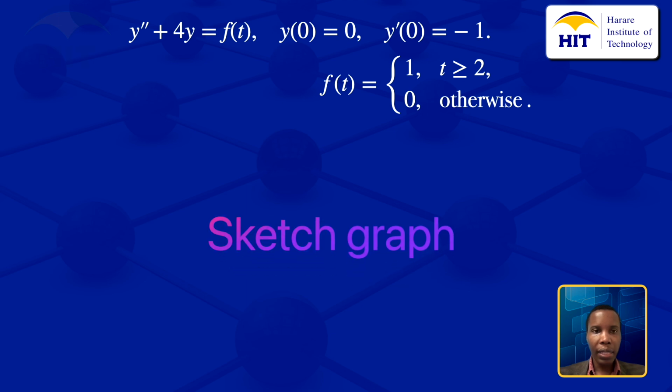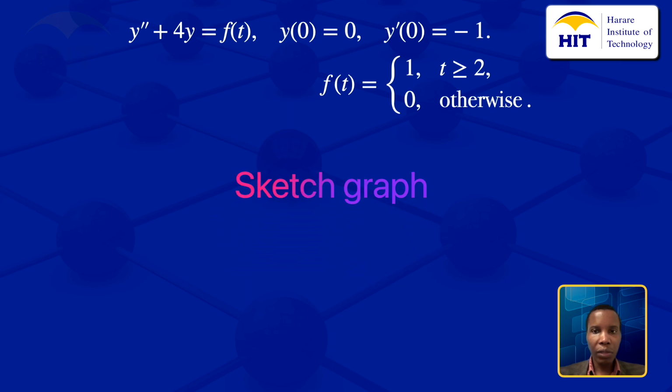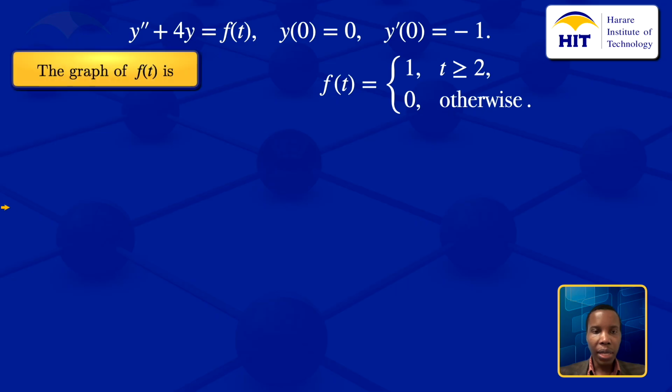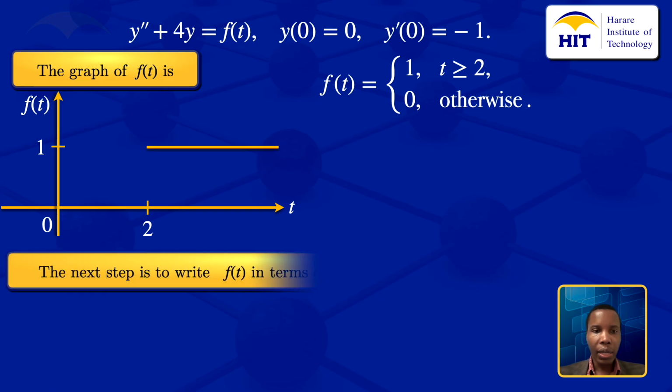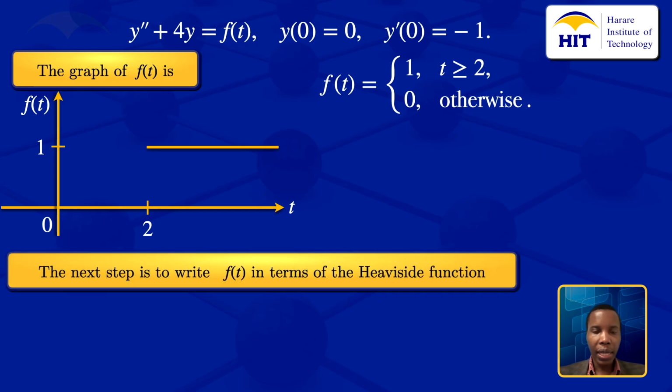I usually find it convenient to sketch the graph of f(t). For the graph, I will have my horizontal axis labeled t and the vertical axis labeled f(t), and then put a 0 there, my point 2, and then the point 1. Our function is 1 whenever t is greater than or equal to 2, so it's 1 there. The next step is to write our f(t) in terms of the Heaviside function.